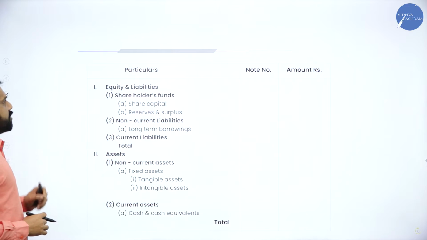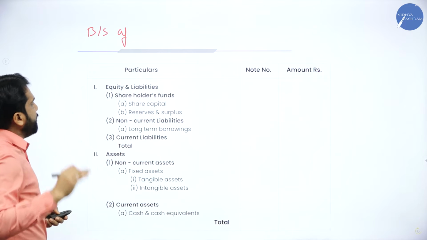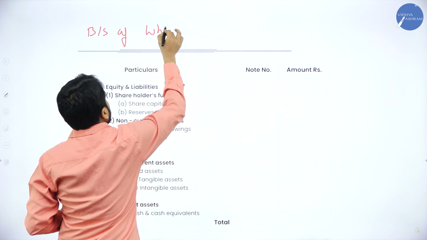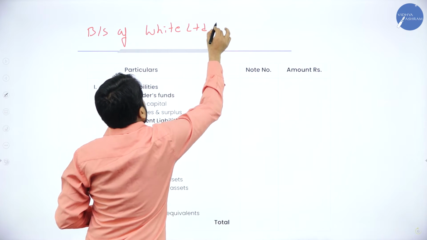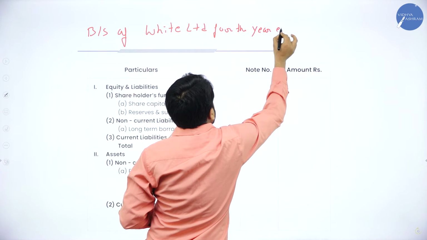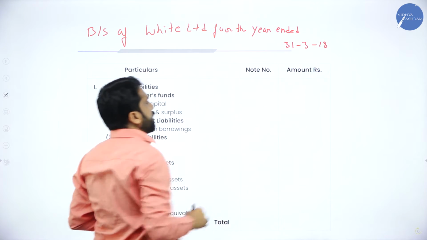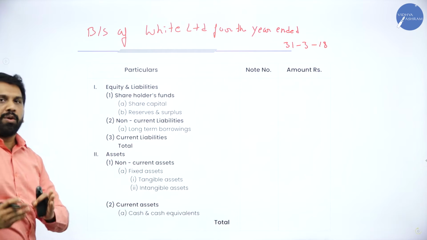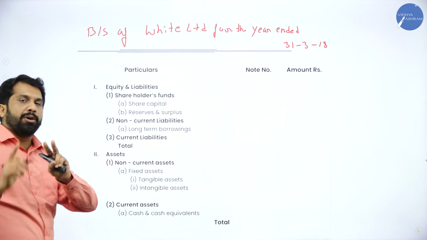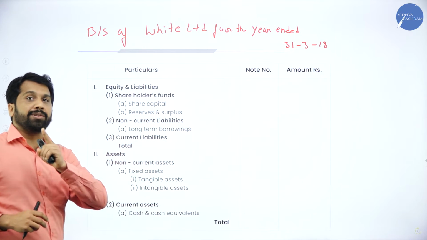Yes. First thing, what you have to do? Balance sheet of, what is the name? Balance sheet of White Limited for the year ended 31st March 2018. This is the first thing you have to do. Once it is done, what is the next thing? Shareholders' funds. There are two things. One is equity shareholders, the other one is preference shareholders. So we have to go for working note 1.